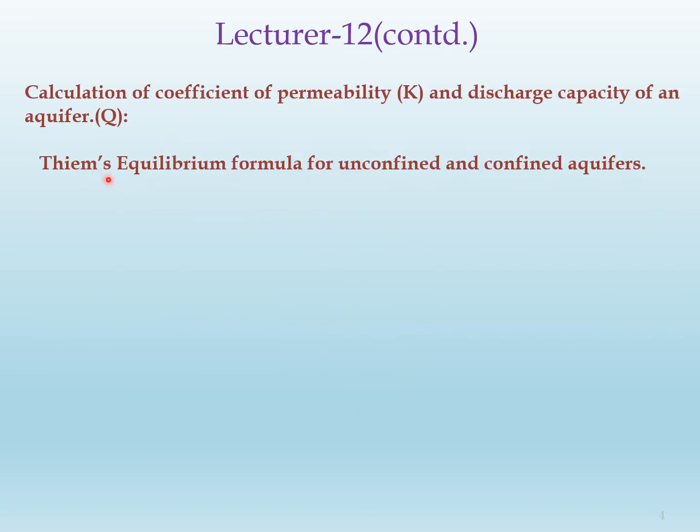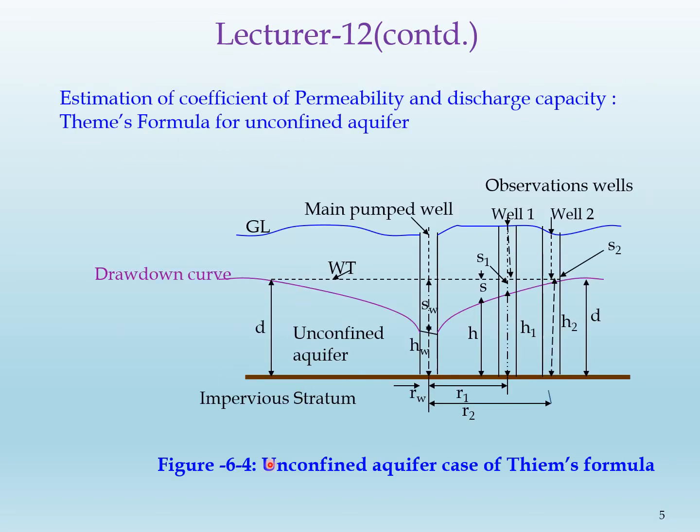We will use Thiem's formula for unconfined and confined aquifers to estimate the coefficient of permeability K and discharge capacity Q. This figure represents the unconfined aquifer based on Thiem's formula. And to estimate the coefficient of permeability and discharge capacity, the experimental setup in the field will be like this.